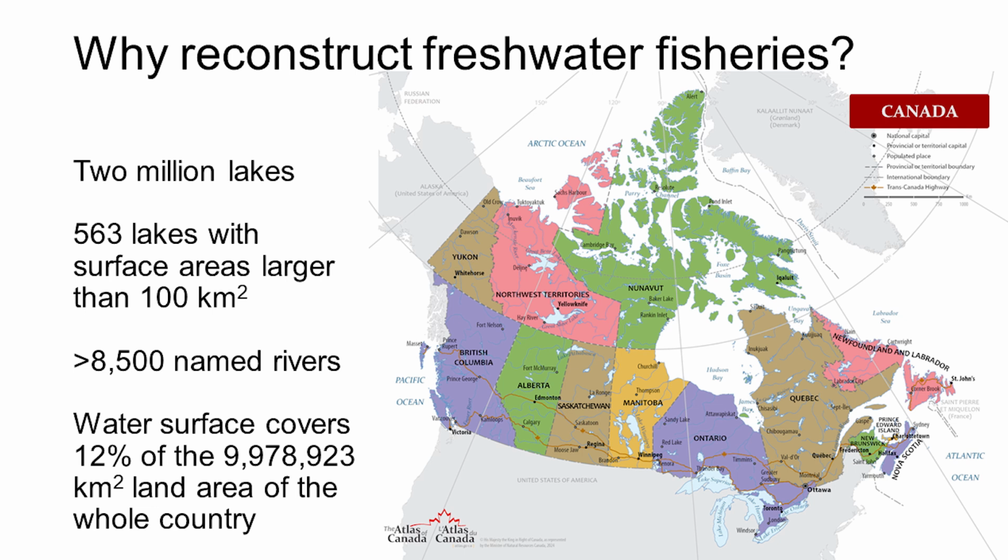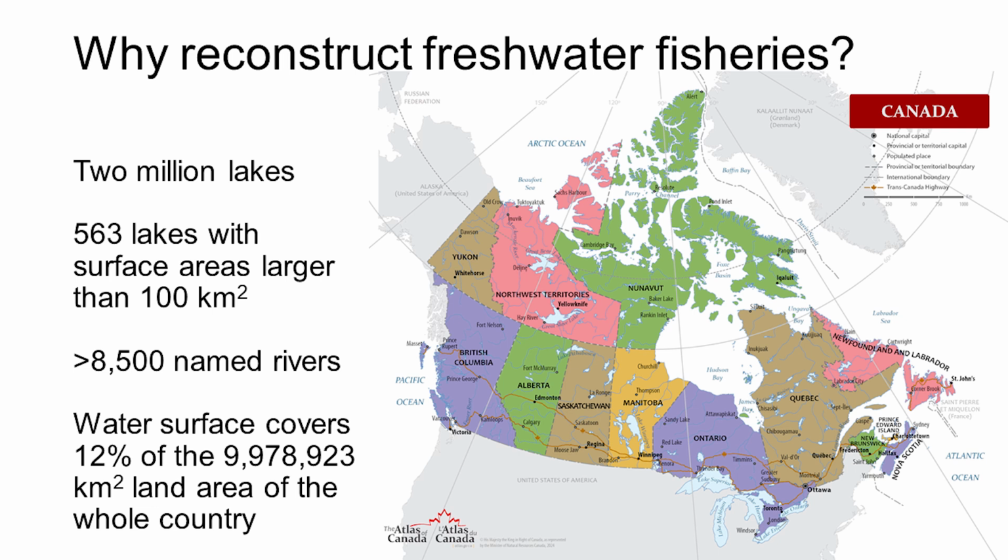But look at that map. It's a very porous country. 2 million lakes. 563 of these lakes have surface areas larger than 100 square kilometers. Canada is huge. 12% of the almost 10 million square kilometers of land of the whole country is covered by water surface.